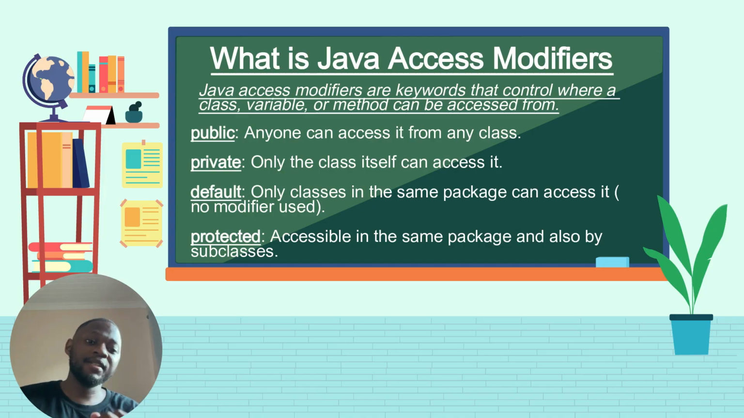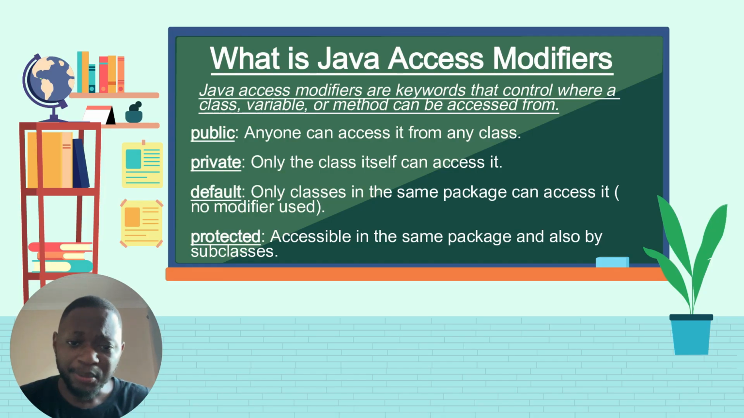Java access modifiers are keywords that control where a class, variable, or method can be accessed from. So these keywords determine where a class or a variable or a method can be accessed from. So we have 4 Java access modifiers. We have your public modifier, your private modifier, your default modifier, and your protected modifier.